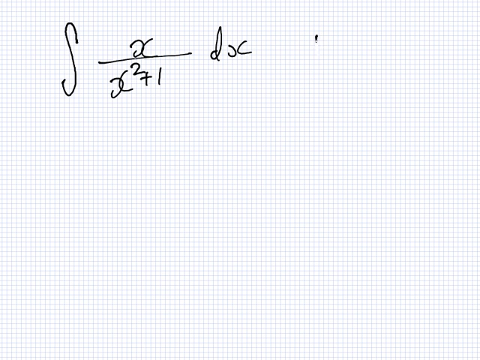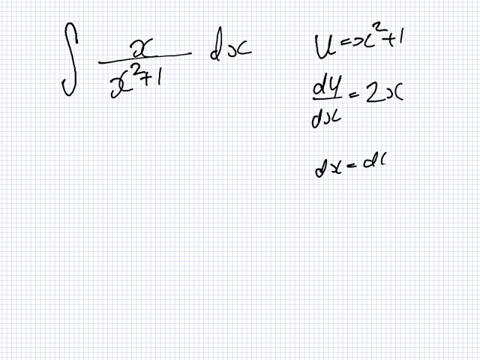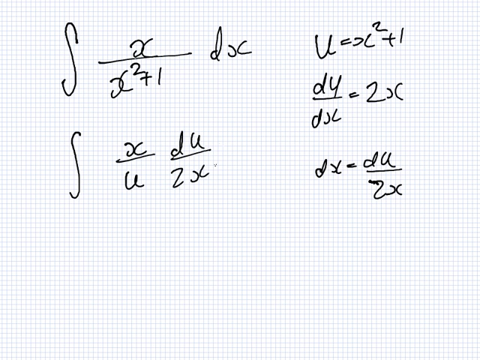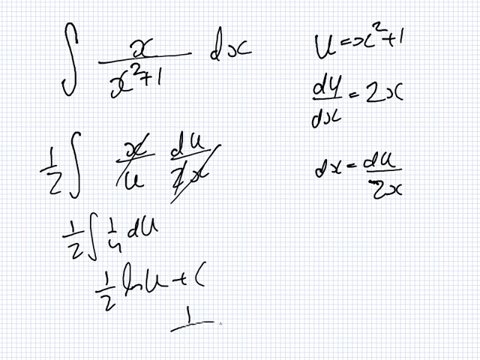So here we let u equal x squared plus 1. So du/dx equals 2x, which means dx equals du over 2x. So far so good? So this integrates to x over u du over 2x. Cancel, cancel, take that out. So what happens when you integrate 1 over u du? That becomes 1 over 2 log u. So the final answer is 1 over 2 log of x squared plus 1, plus c.